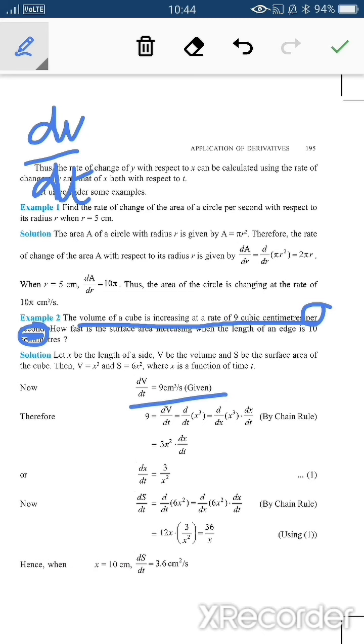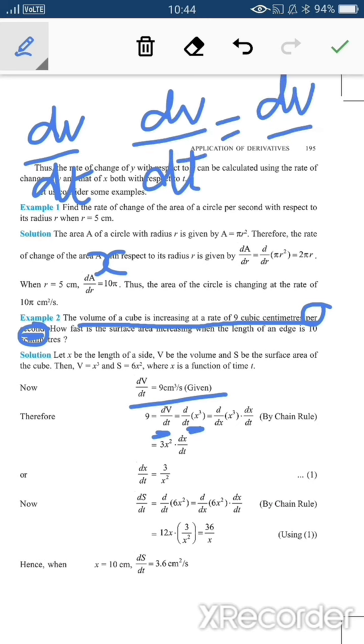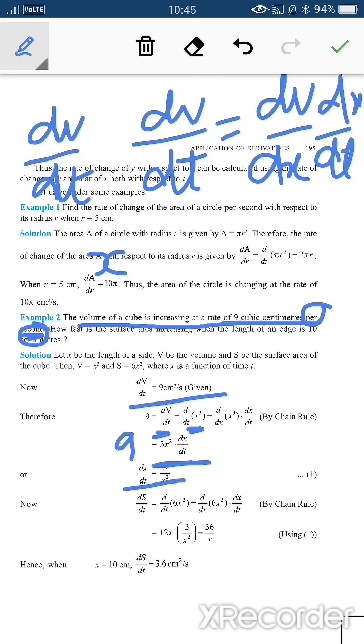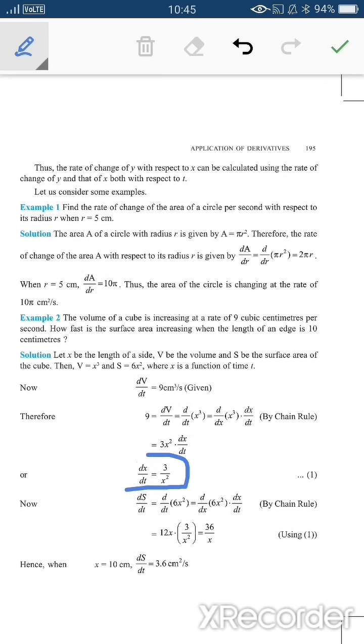We know that volume of cube is x cube, where x is the side. So d by dt of x cube, here we will apply the chain rule. So dV by dt is equal to dV by dx into dx by dt. This is our chain rule, right? So we will apply that. So we got dV by dt is equal to 3x square dx by dt. So it is equal to 9. After solving, you get the value of dx by dt. Make it equation 1, right? This is what we have got from our first line.